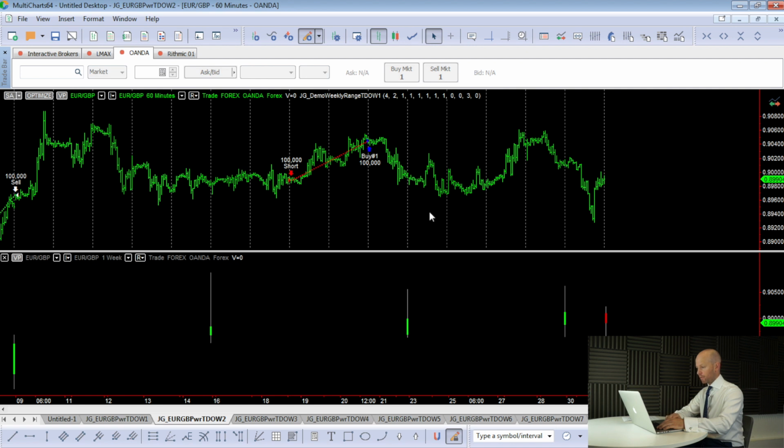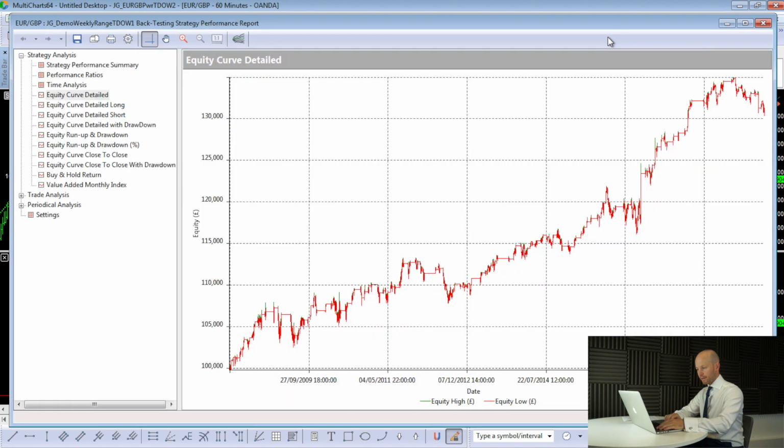If you notice on this next week, which starts here, we didn't take any trades because this part of the candle, the body of the candle, was greater than a third of the overall size of the candle. Okay, let's look at those results. Now that's the equity curve, which is quite nice. I like that.